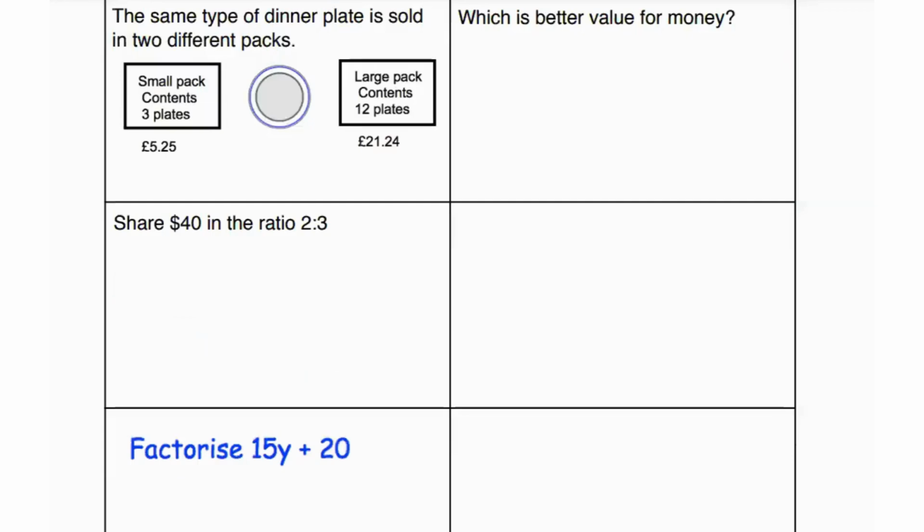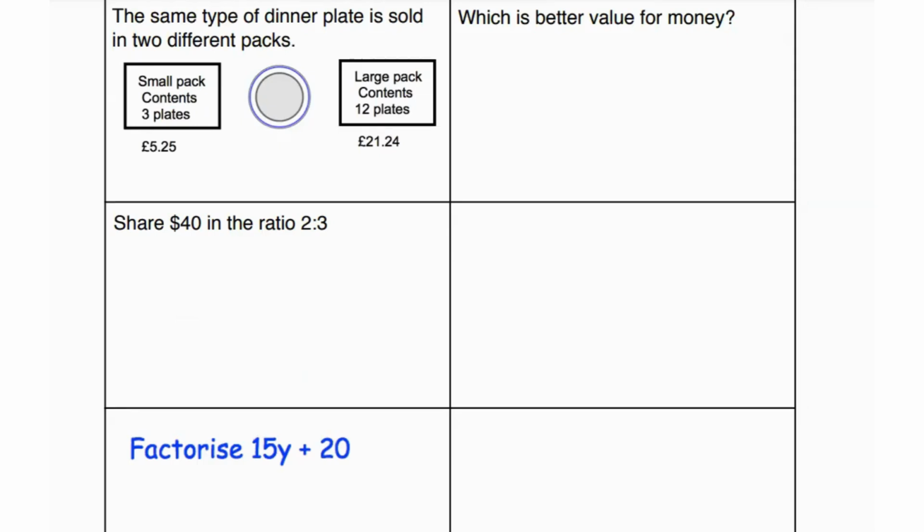Next question says that the same type of dinner plate is sold in two different packs. So we have the small pack that contains 3 plates for a price of 5.25 pounds. Then we have a large pack that contains 12 plates at a price of 21.24 pounds. Which is better for value? So what we'll do is we will find the value of one plate for each pack and then compare which one is better for value.